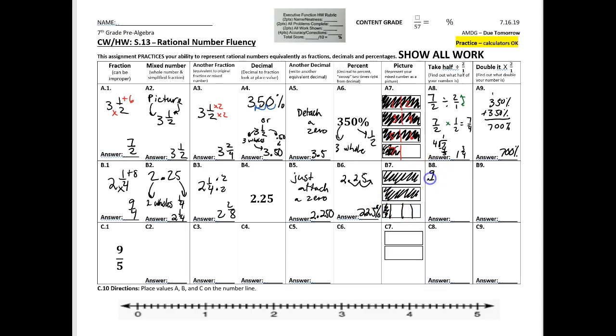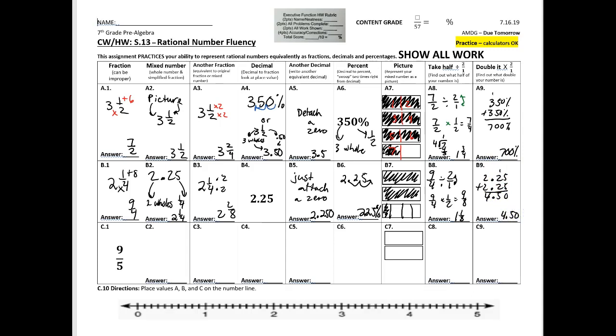To take half, I like doing the fraction. 9/4 divided by 2/1. Flip it. Becomes 9/4 times 1/2. Gets you 9/8. That's unacceptable, right? We've got to have a mixed number, so 8 goes into 9 one time with 1 left over, 1 and 1/8, right? And for double it, I'll just do the decimal this time. 2.25 plus 2.25. This gets you 4.50.